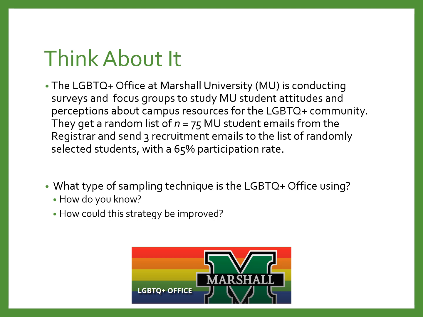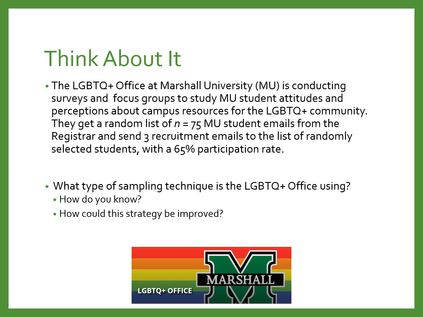So with this sampling strategy, it started out as random without replacement, right? There was a random list of 75 students. However, it's not really that anymore. It's now more of a convenient sample, which you'll learn about in the next video, because we only have 65% representation of that random sample, right? And if we think about that also, this sample of 75 students is supposed to be a proxy for 13,000 students at Marshall, right? And that's only 5.7% of the population.